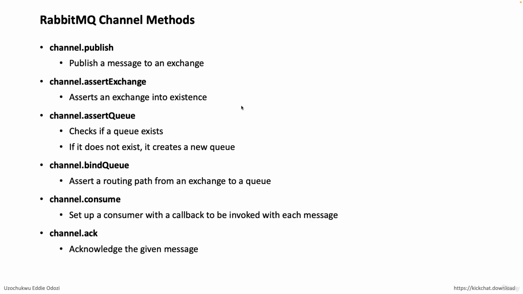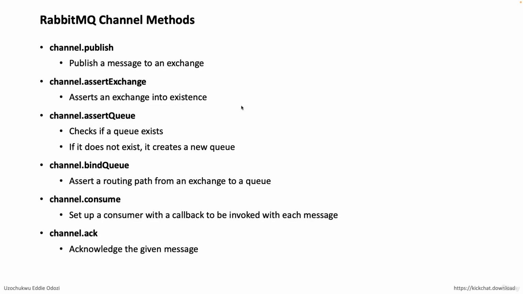There's also ackAll. If you have multiple messages and you want to acknowledge all at the same time, you can use ackAll. But with channel.ack, for each message that is consumed, because we are going to publish one message at a time, we will just acknowledge them after consuming the message and doing whatever we need to do with those messages.